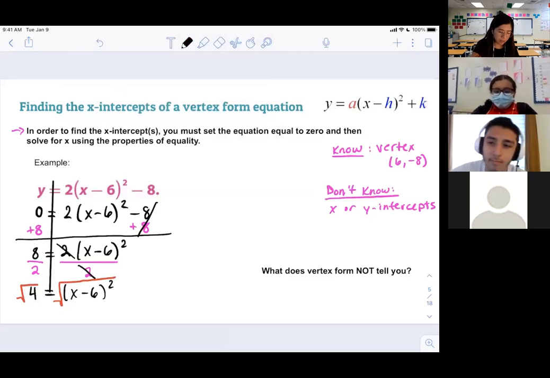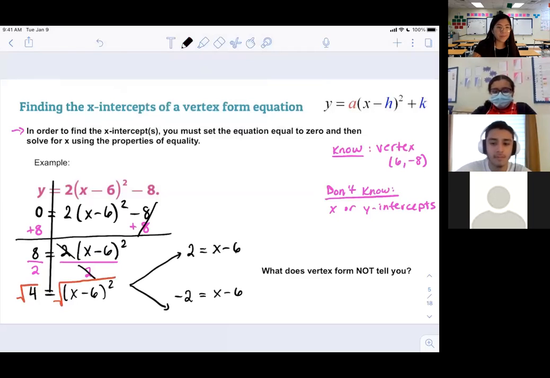So when you take the square root of 4, we end up with 2 answers. We get positive 2 equals x minus 6, but we also get negative 2 equals x minus 6. That's very important to remember: when you take the square root of a number, you end up with the positive answer and the negative answer. Nice job, Alejandro. Okay, we're almost there. I gotta get x by itself. What do I do to both sides?